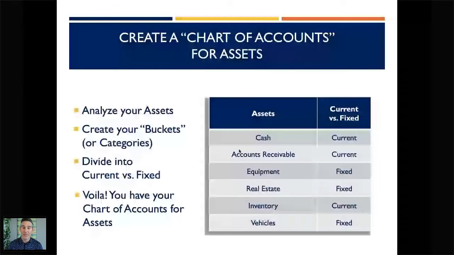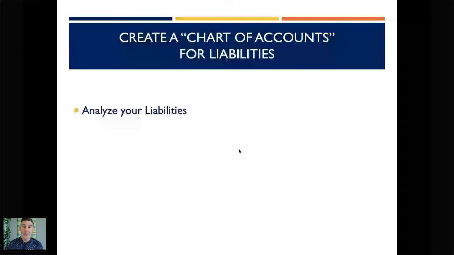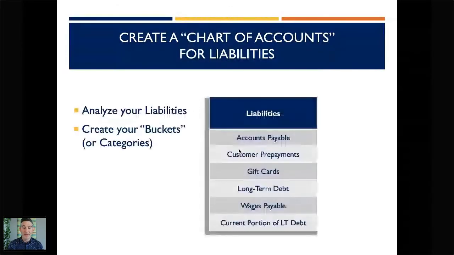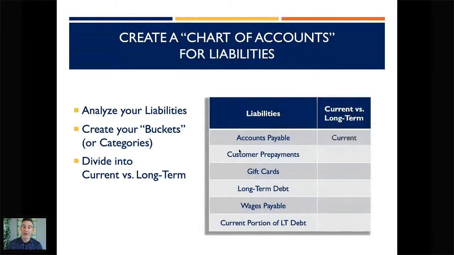Those categories are part of your chart of accounts. You're going to do the same thing for your liabilities now. So start looking through them and dividing them up. These are typical ones: accounts payable, customer prepayments, gift cards, long-term debt, wages payable, current portion of long-term debt. And again, you'll break into current versus long-term.